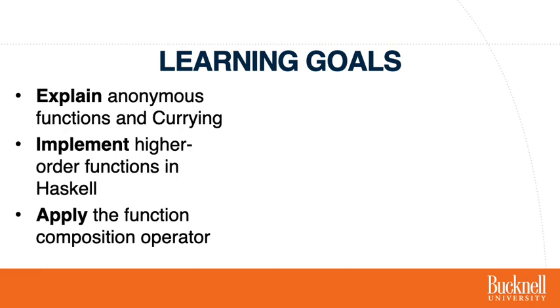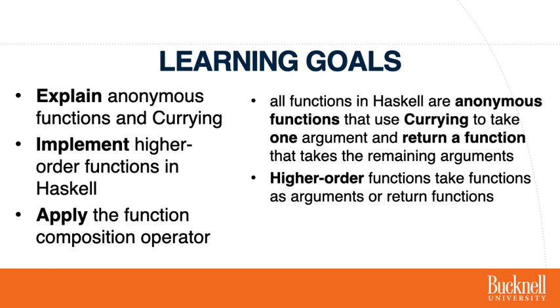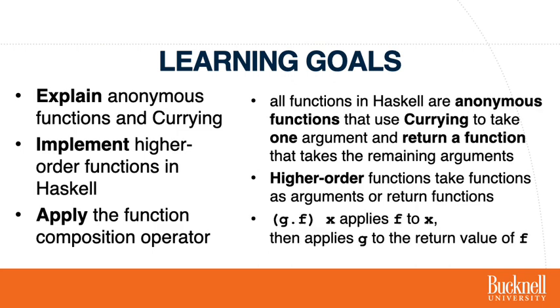Our learning goals were to explain anonymous functions and currying. All functions in Haskell are anonymous functions that use currying to take one argument and return a function that takes the remaining arguments. Our second learning goal was to implement higher-order functions in Haskell. Higher-order functions take functions as arguments or return functions, and they are pretty straightforward to implement in Haskell. And apply the function composition operator. The function composition operator is represented by dot. For example, g dot f of x applies f to x, then applies g to the return value of f.